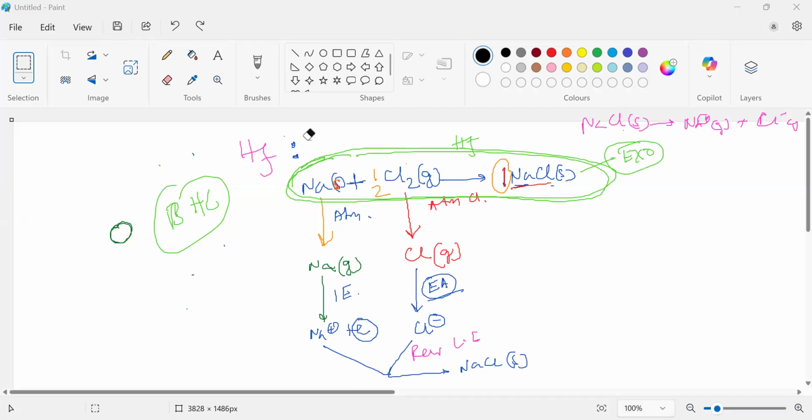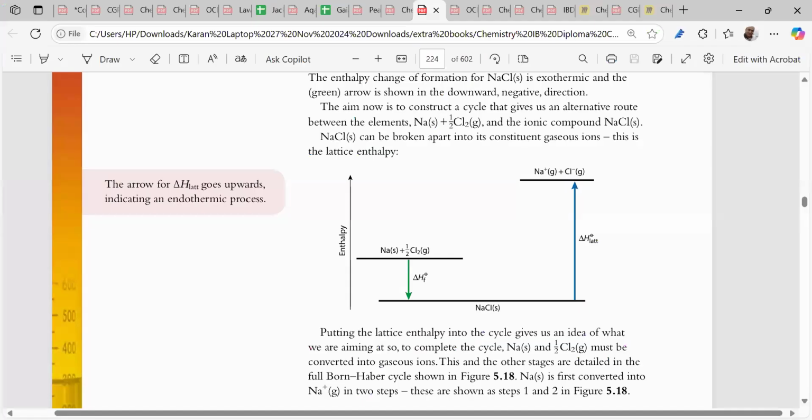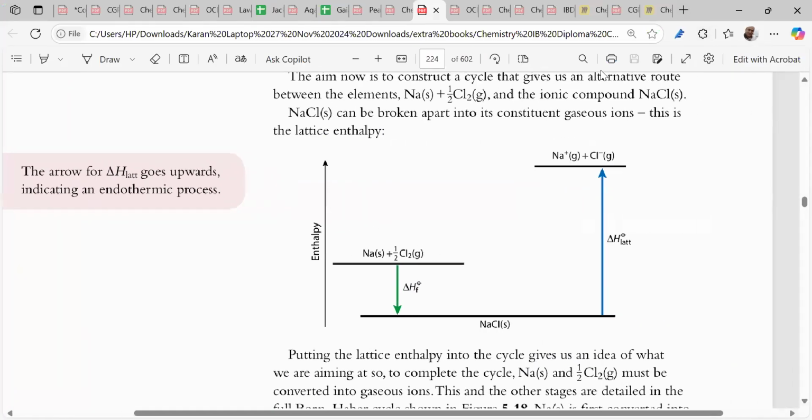Now going to the next bit. When we write down the Born-Haber cycle, you can take a screenshot already. How do you write down the Born-Haber cycle? First, we take the help of the enthalpy of formation. It is exothermic, so arrows will be coming down. We write NaCl solid, where 1 mole of the compound is formed from its elements. This is called the enthalpy of formation.